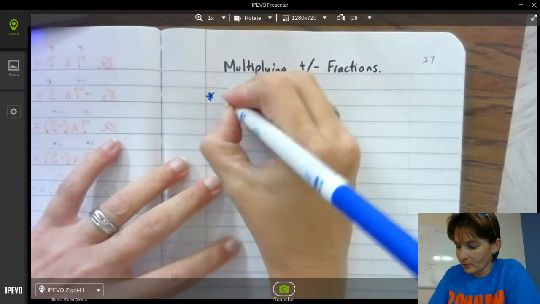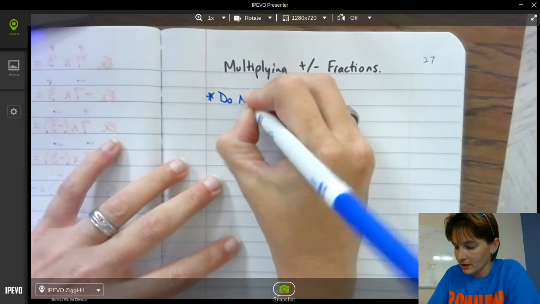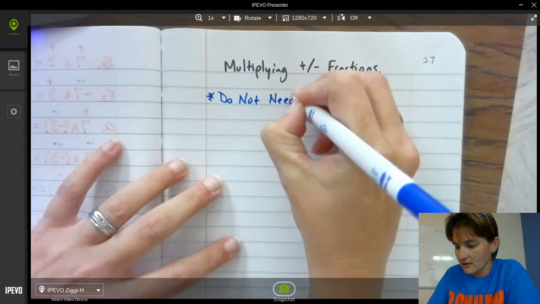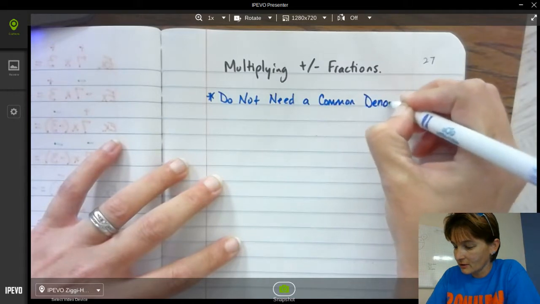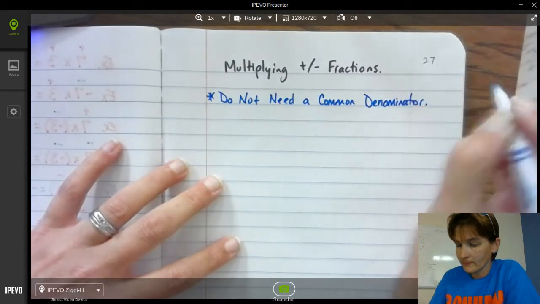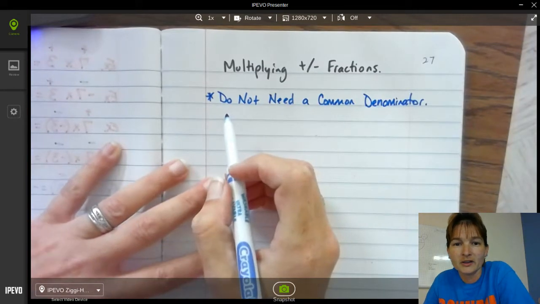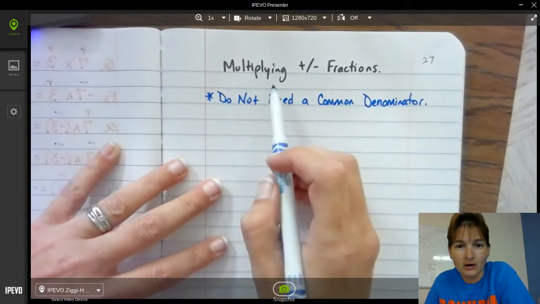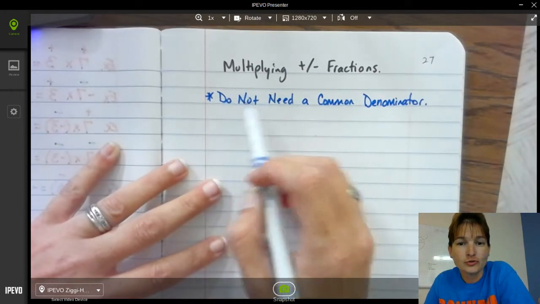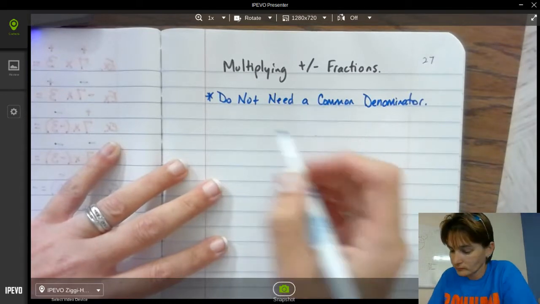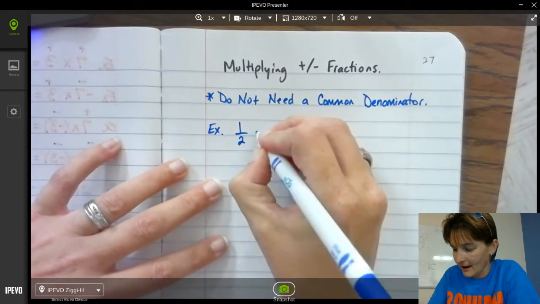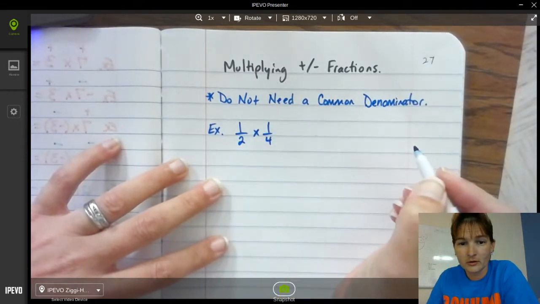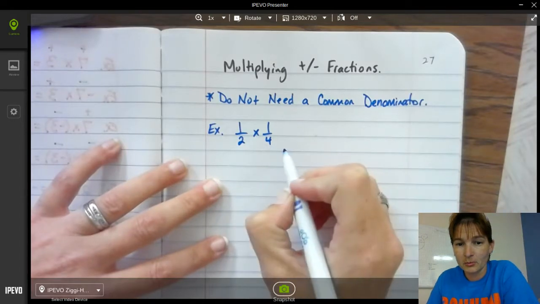Mainly, the thing to remember is that you do not need a common denominator. You only need a common denominator when adding or subtracting fractions. So now that we're talking about multiplying fractions, you do not need the common denominator. For example, if you are multiplying a half times a fourth, I don't need a common denominator.